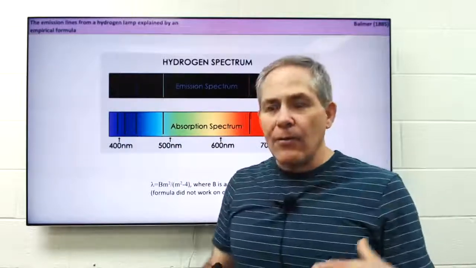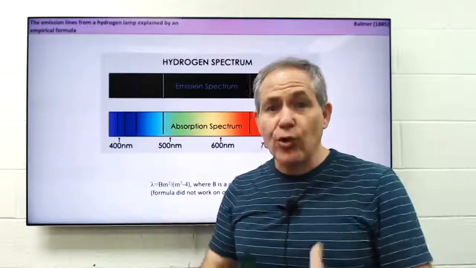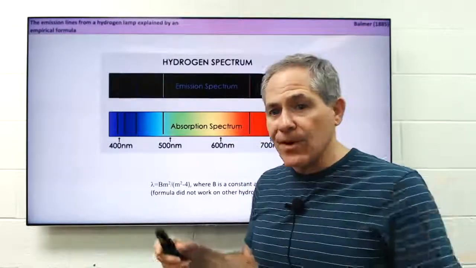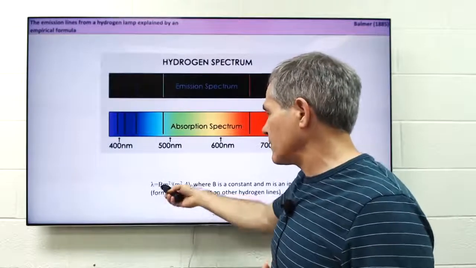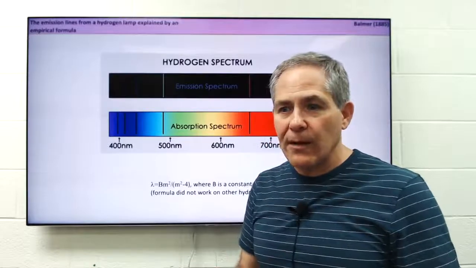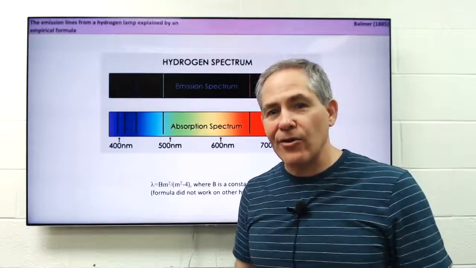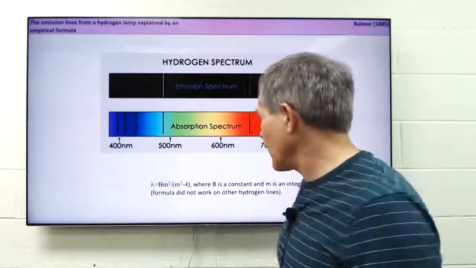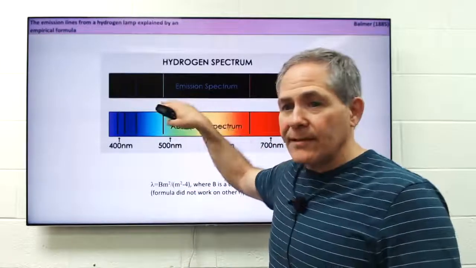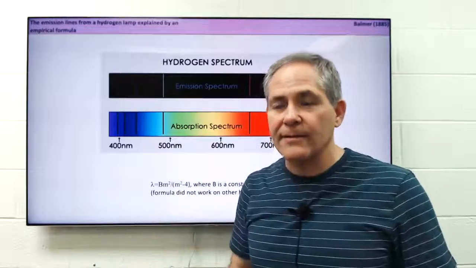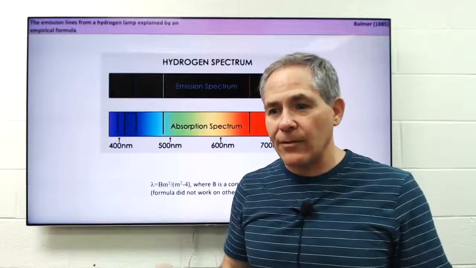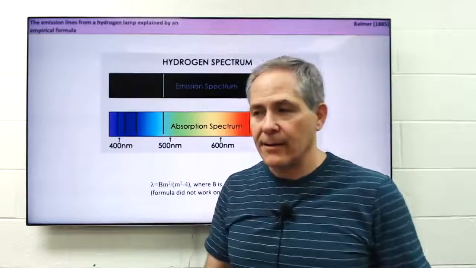One of the people that were looking at these lines was Balmer, and Balmer came up with an empirical formula that the wavelength equals b m squared over m squared minus 4. How did he come up with that? Well, by writing a lot of numbers and trying a lot of other things that didn't work. This formula worked for this set of lines. It didn't work for other sets of lines, and it didn't help explain anything about any other atom in the gas phase emitting light.